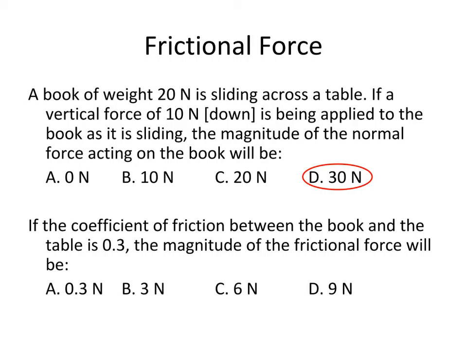If the coefficient of friction between the book and the table is 0.3, the magnitude of the frictional force will be, well, friction force is equal to the coefficient of friction times the normal force, which in this case then would be 0.3 times 30 newtons. So we get 9 newtons for the magnitude of the friction force.